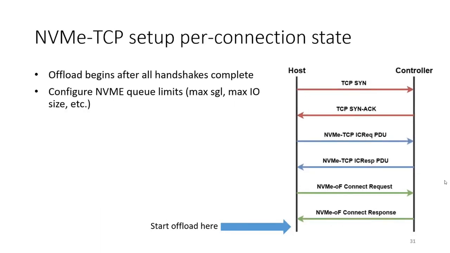As mentioned, the first users of ULP DDP are NVMe over TCP and the Mellanox drivers. In our implementation, we start our DDP and data digest offload after all handshake is complete, and it can start even after.